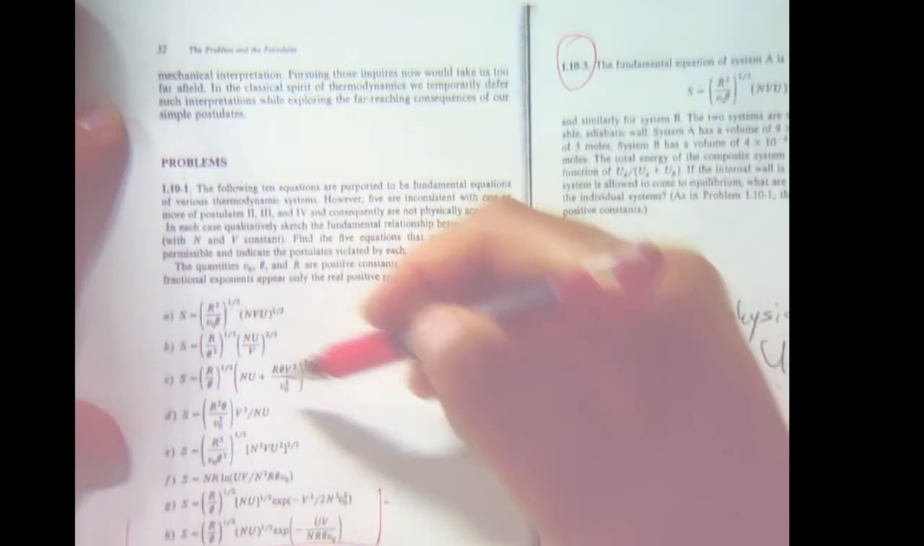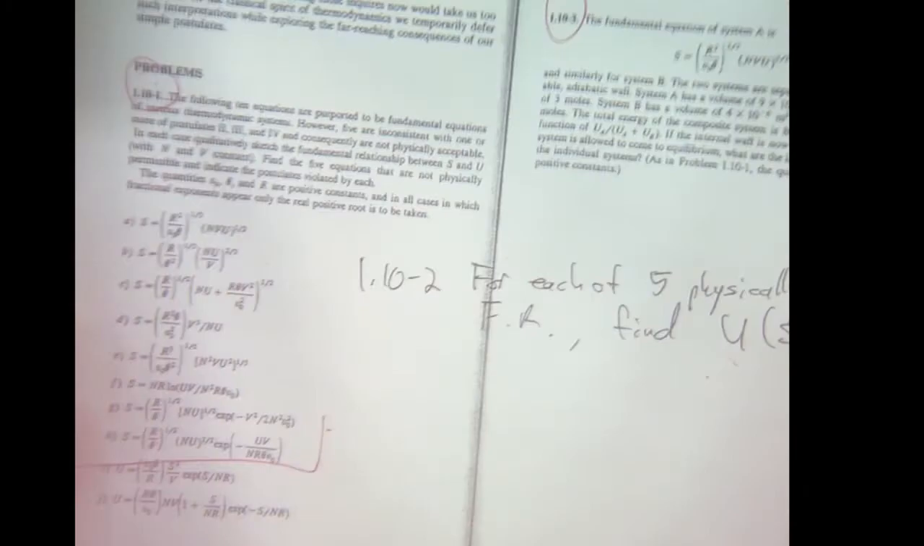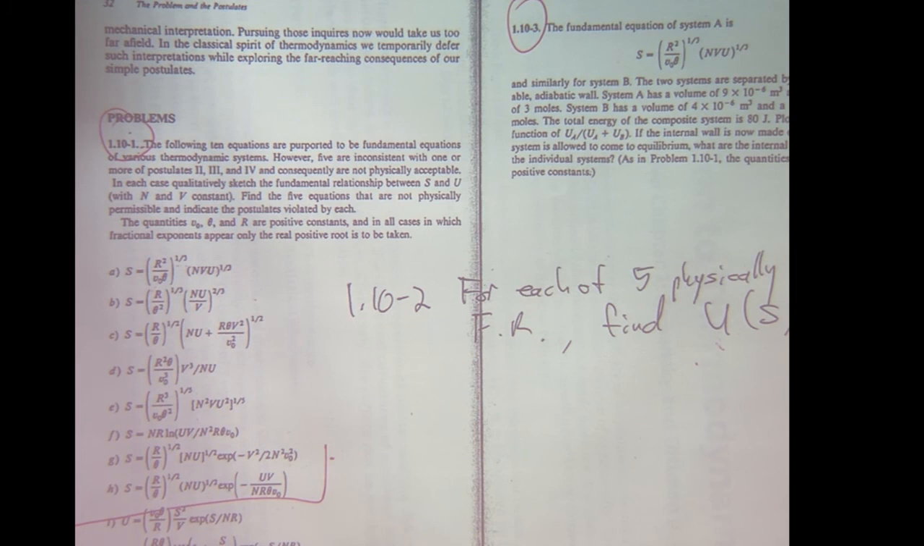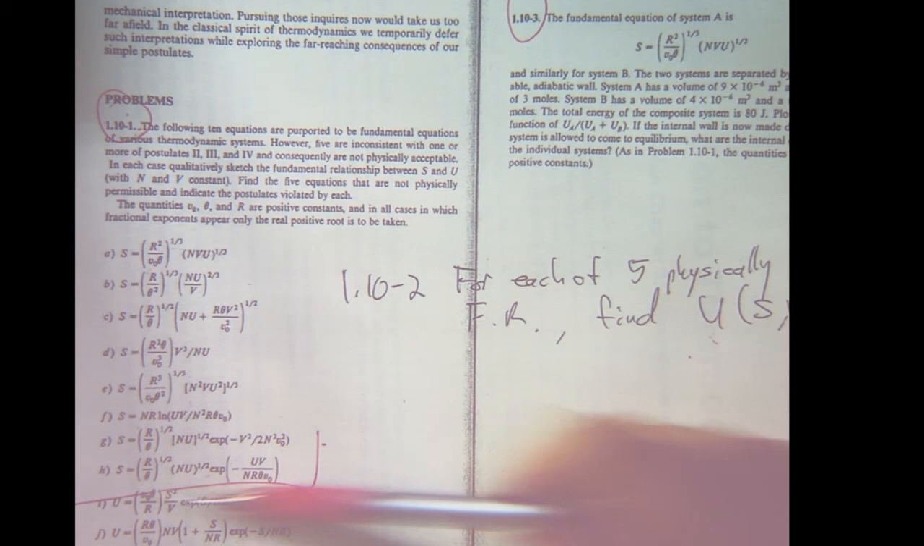A subset of 110.1, and question 110.2 seems to have disappeared. Is that a misprint in Callen, or have I just not photocopied it? Oh, that is 110.2. I've copied it there. So it's basically going to be these three questions, a subset of this question, and question 110.2 and 110.3. That's what the assignment is.